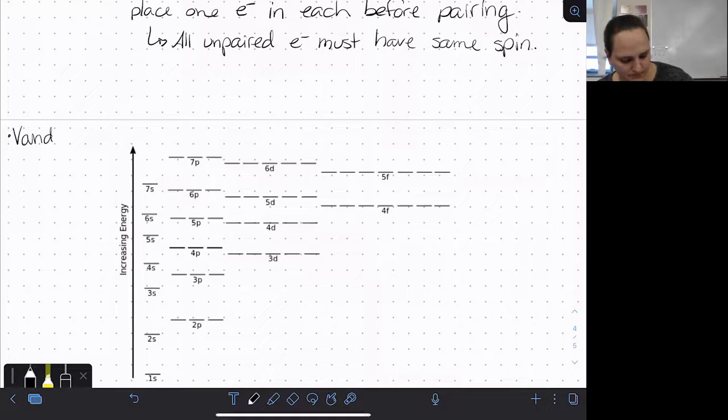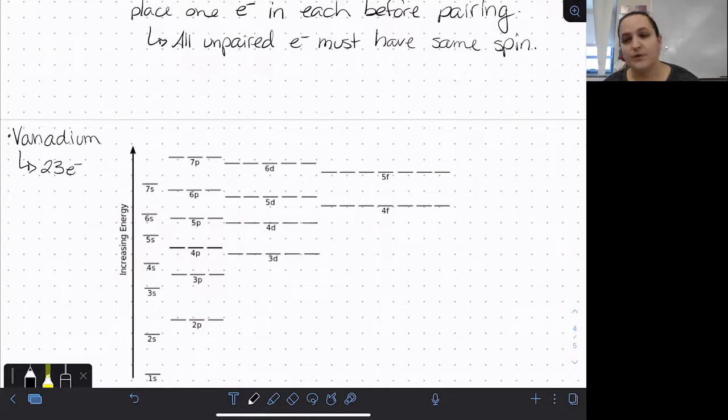Let's do vanadium. First thing we want to be aware of is how many electrons are in our atom. For the moment, we are dealing only with neutral atoms. So if you look up the atomic number on the periodic table, the atomic number is the number of protons. In a neutral atom, you will have an equal number of electrons. Vanadium is atomic number 23, so a neutral atom of vanadium will have 23 electrons.